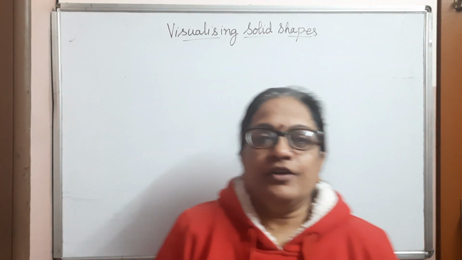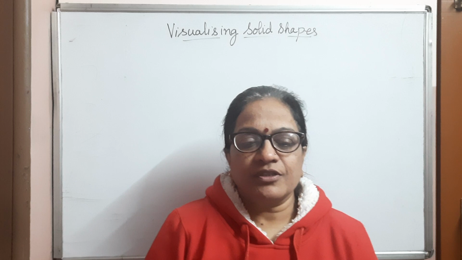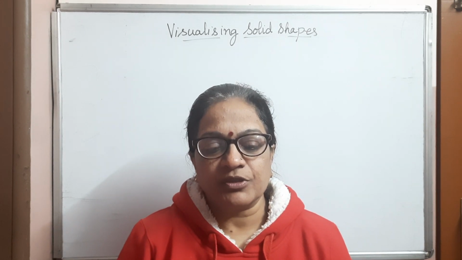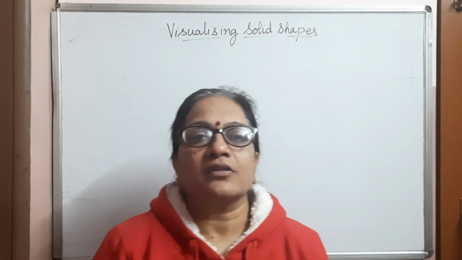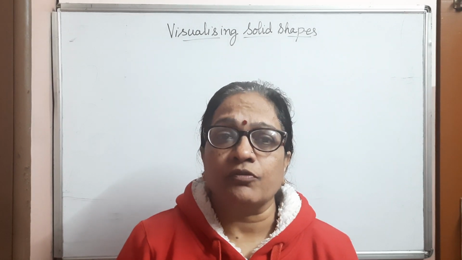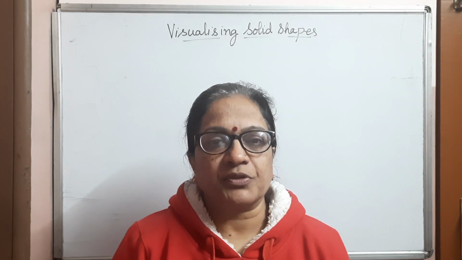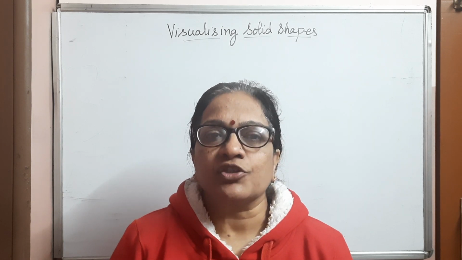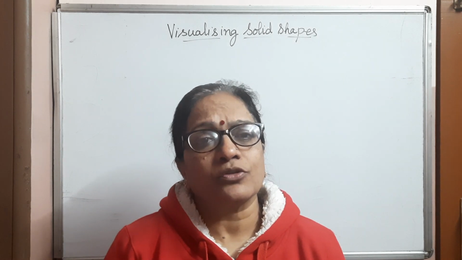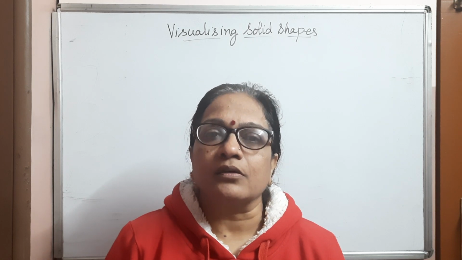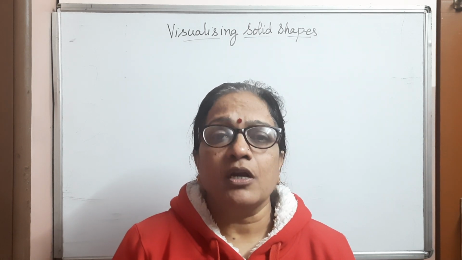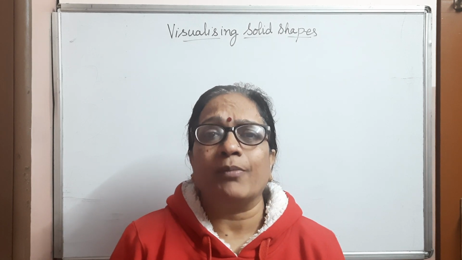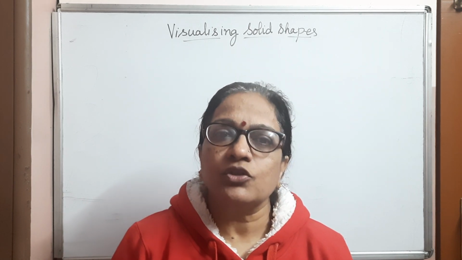Hello children. In this video, we are going to discuss visualizing solid shapes. When we talk about solid shapes, it means we are talking about 3D shapes. You all know the basic 2D shapes: square, rectangle, circle, triangle. These are all basic shapes, or 2D shapes. Now, when these 2D shapes are combined together, they form a solid.